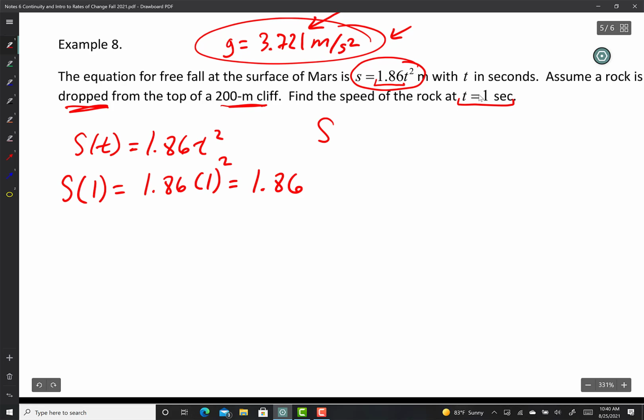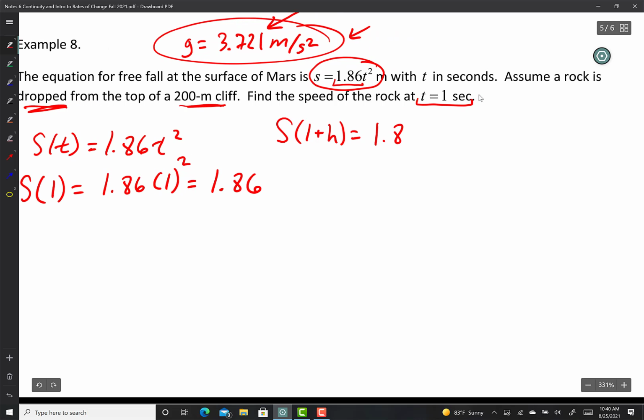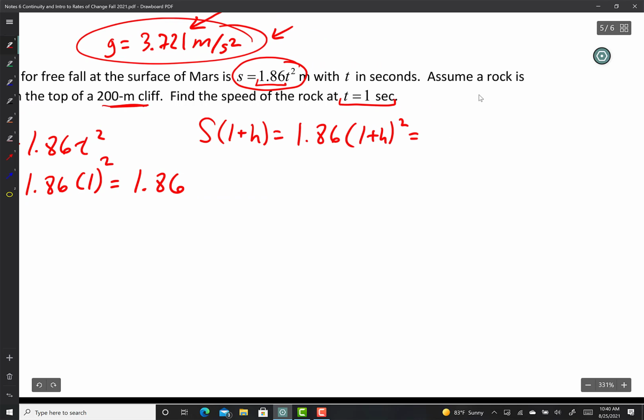Well, 1 squared is 1. No, you're good, miss. I should have put the square in there. s of 1 plus h is 1.86 times (1 plus h) squared, equals... all right, let's just continue.